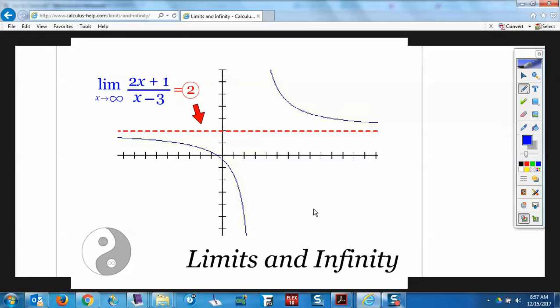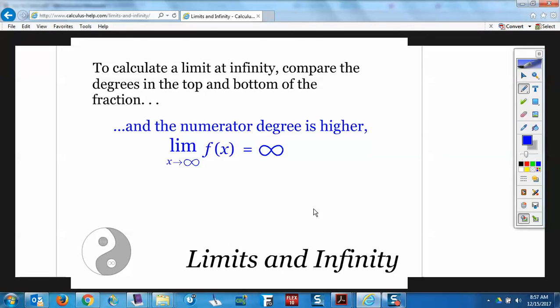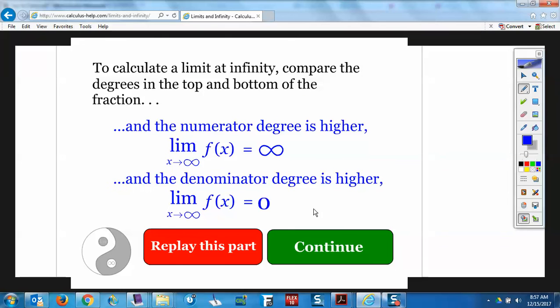Now, what happens if these degrees are unequal on the top and bottom of the fraction? Well, if the denominator's degree is higher, then the limit is 0. But if the numerator's degree is higher, the limit doesn't exist because it's infinity. Okay, so he just said a lot right there, so we'll break that down. This only works if we have a polynomial on top of a polynomial. Then we're talking about degrees, but we're going to get into other types of functions too, so we've got to think about those.